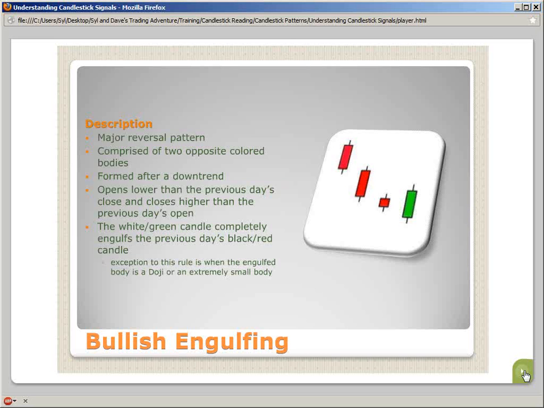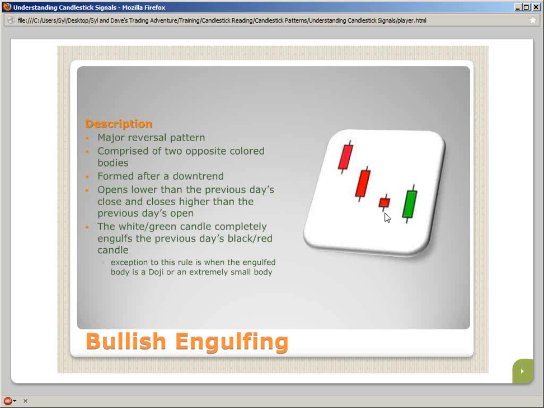Exception to the rule is when the engulfed body is a doji or an extremely small body. That's the exception to the rule in terms of it's a little easier to understand at that point. The color of the candle, in other words, does not have to be red. The prior candle does not have to be red if it's a really small, tiny body, a doji, or it could be a really tiny green body. No big deal. That is okay.